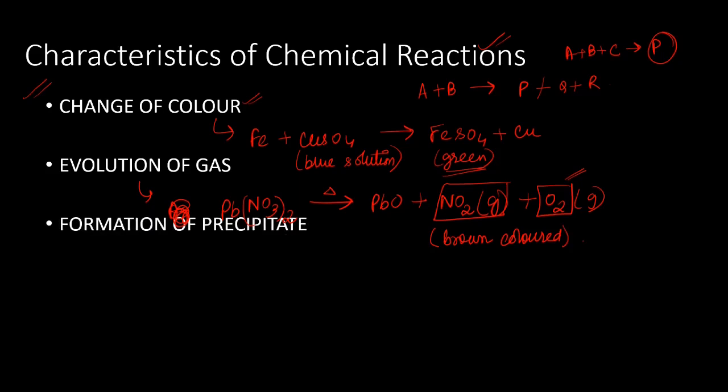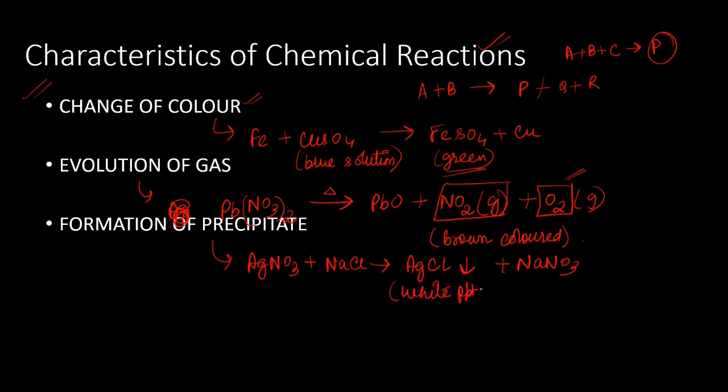Formation of precipitate. AgNO3 plus NaCl. The reaction will give you product AgCl plus NaNO3. This compound is white in color. White precipitate. Now see, these are very complicated if you don't know the color.